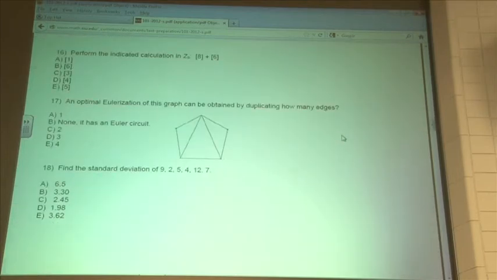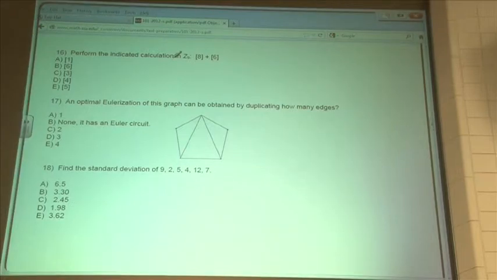Number 16, perform the indicated calculation in Z9. So we're dividing everything by 9. Modular arithmetic. The only thing we look at is the remainder. Okay, so let's go ahead and do 8 plus 6. So, 8 plus 6 gives us 14.